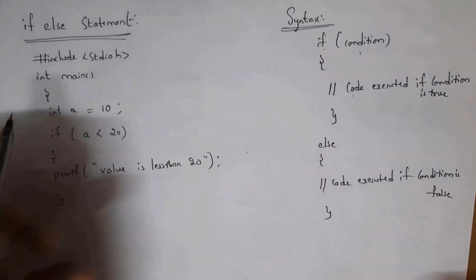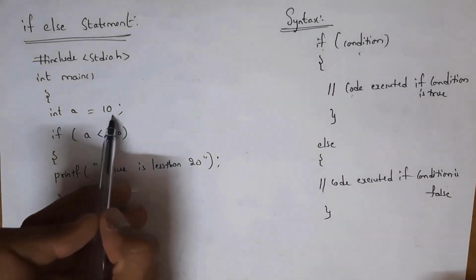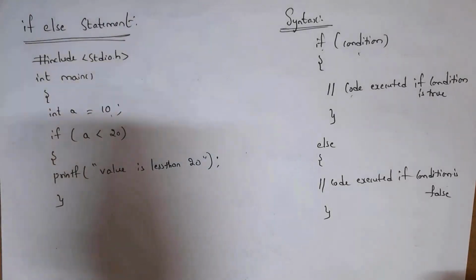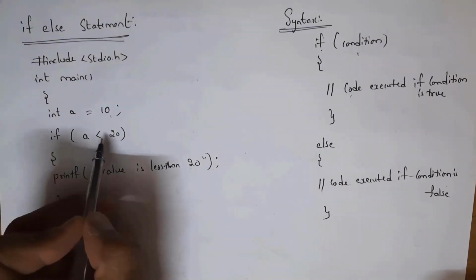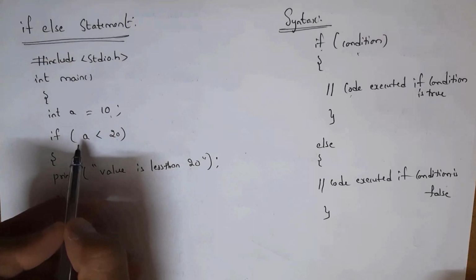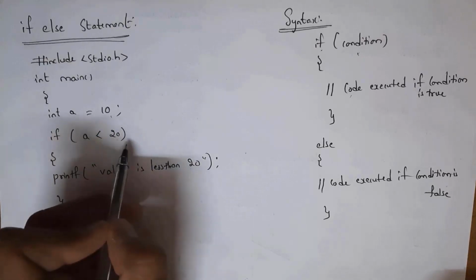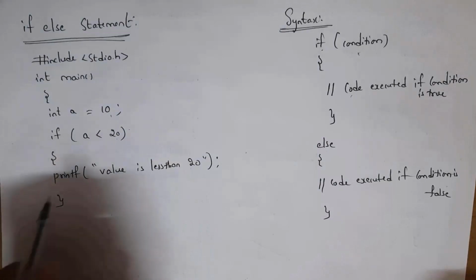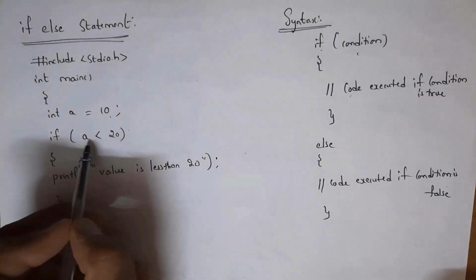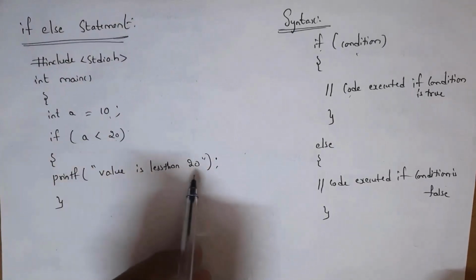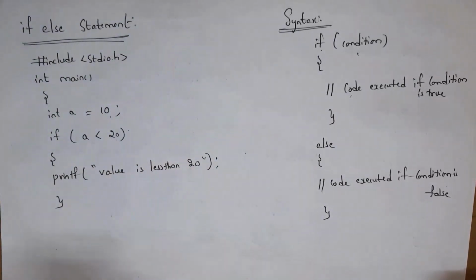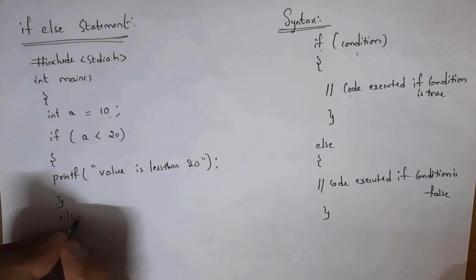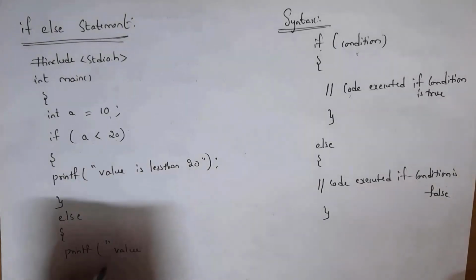This is the program. Here I wrote int a equal to 10. I gave the value of a as 10 and I am giving the condition, that is if a value is less than 20. Guys, you need to write this a less than 20 in brackets, and you should never use a semicolon here. Open bracket. Here I am giving the statement printf value is less than 20. If this condition is satisfied, then the statement will be executed. Or if the condition is false, I am writing else printf value is greater than 20.